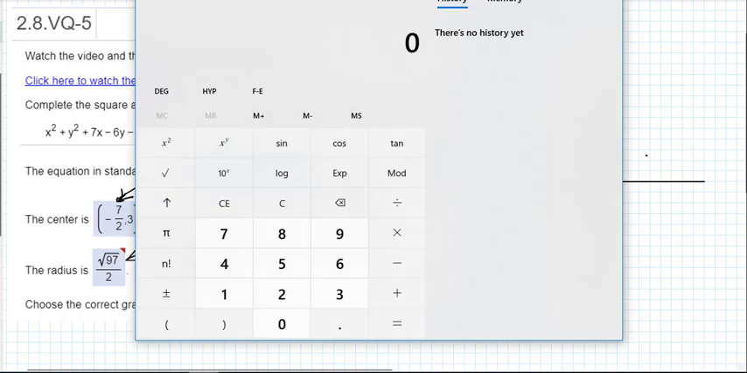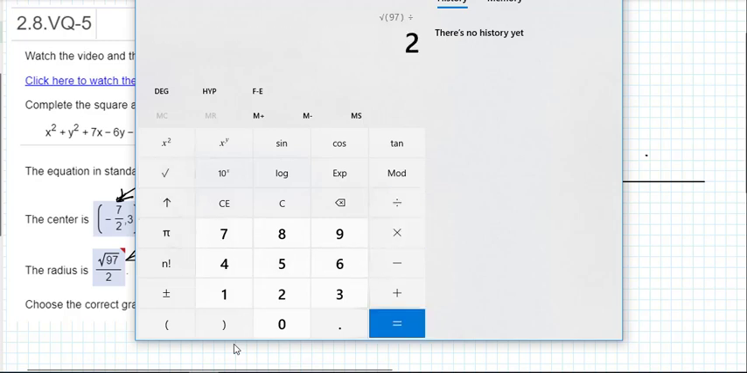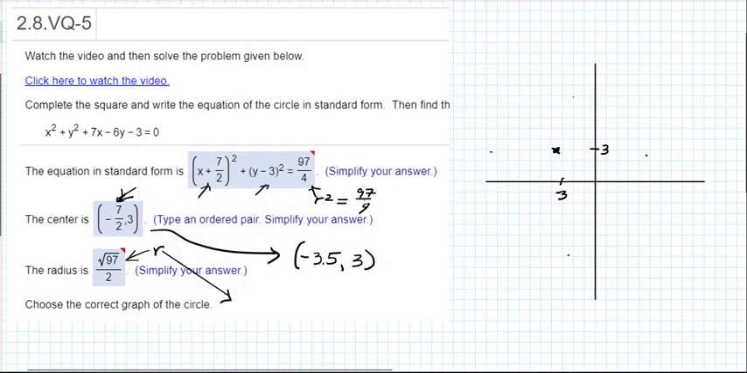And then I'm going to figure out a decimal approximation for r as well. We have the square root of 97, and we're dividing that by 2. So that's about 4.9. We want to go 4.9 in every direction. So to go up from the point (negative 3.5, 3), you're increasing the y coordinate, right? So you're going to go to about 3 plus 4.9, or (negative 3.5, 7.9).